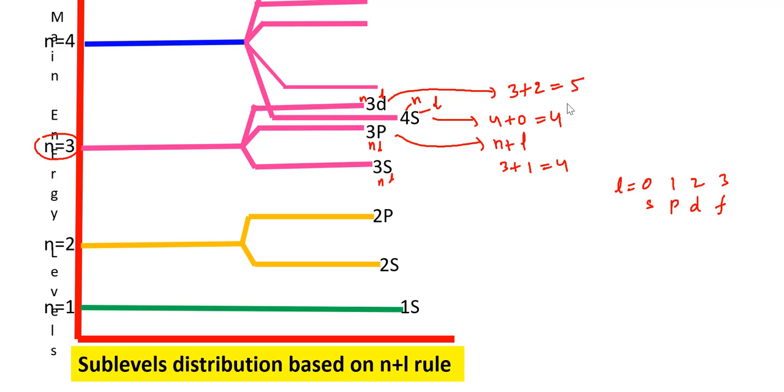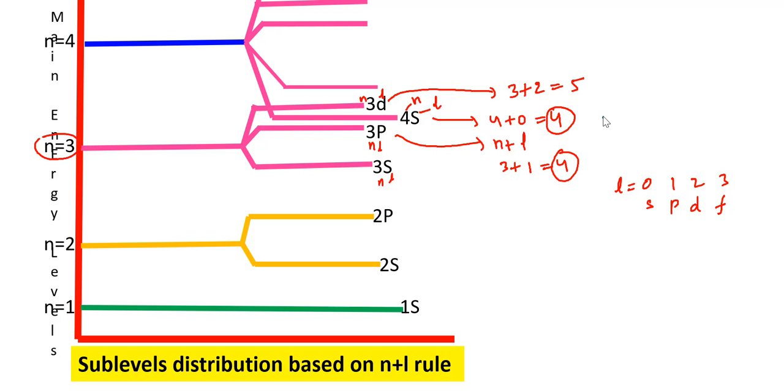The energy level of 4s is 4. Total n plus l value is 4. That's why it has less energy than 3d. Later again you will get doubts: these both are 4. How will you decide which is the more energy level and which is the less energy level?